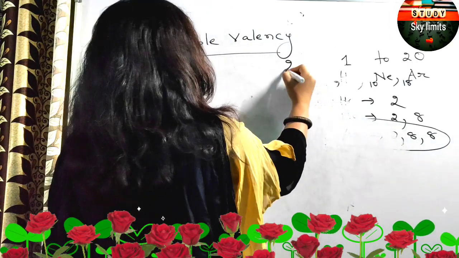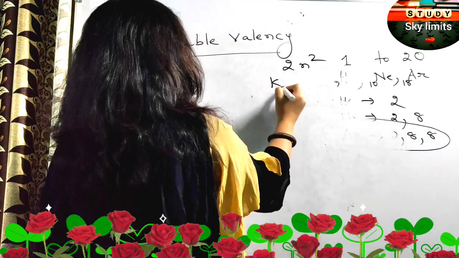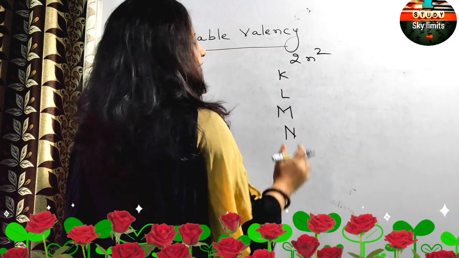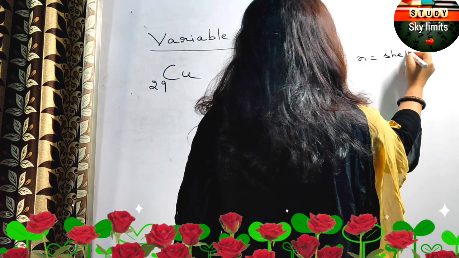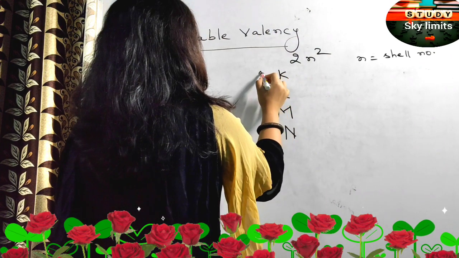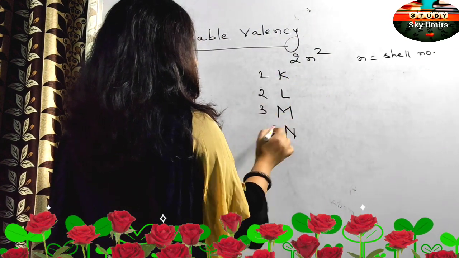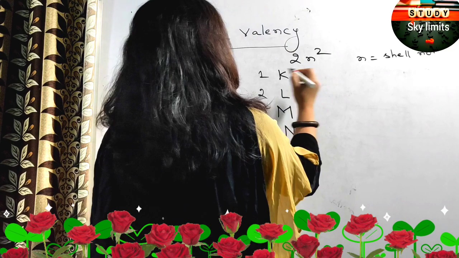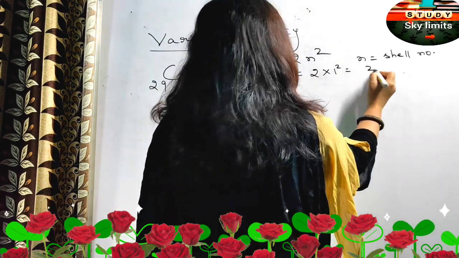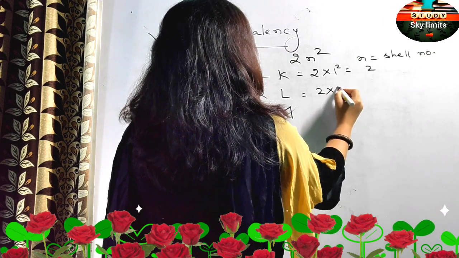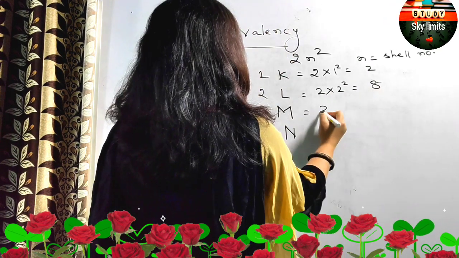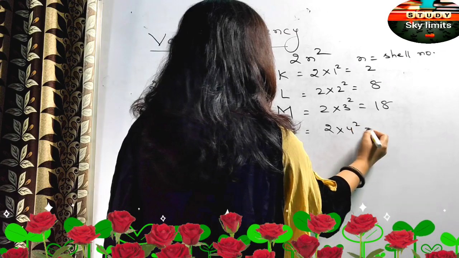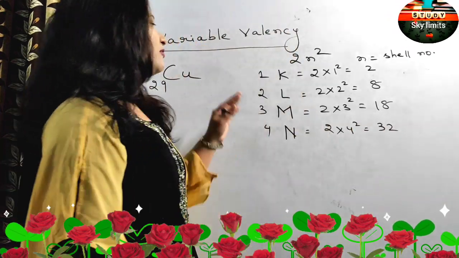So here we will be following the 2n square formula. The K shell, L shell, M shell, N shell. Here n refers to the shell number. That means K shell's number is 1, L is 2, M is 3, N is 4, like that. So you put the formula 2n square. So what will be the maximum number of electrons? 2 into 1 square is 2. Then 2 multiplied by 2 square will be 8. 2 multiplied by 3 square will be 18. Likewise, 2 multiplied by 4 square will be 32.